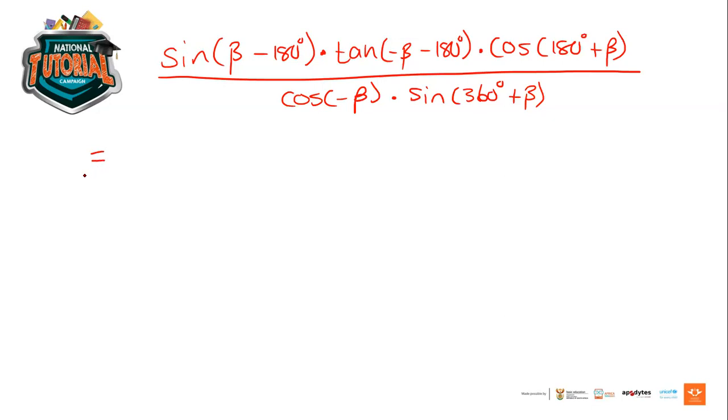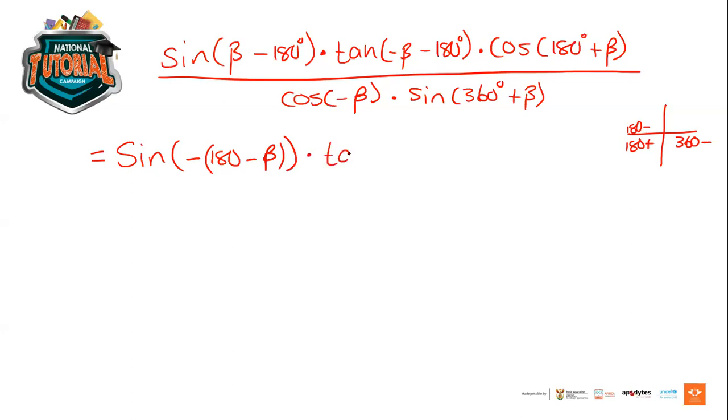So if we look here, sine of β − 180°, that is not one of the angles in our CAST diagram. We have 180 minus, 180 plus, or 360 minus. So β − 180° is written in the wrong way. I'd like to rewrite this as 180° − β, but I can't just do that. I have to do a change of sign rule. So I've taken out a negative.